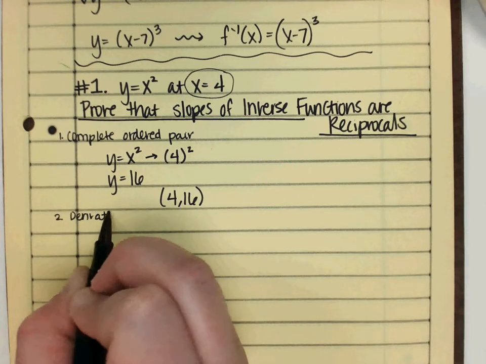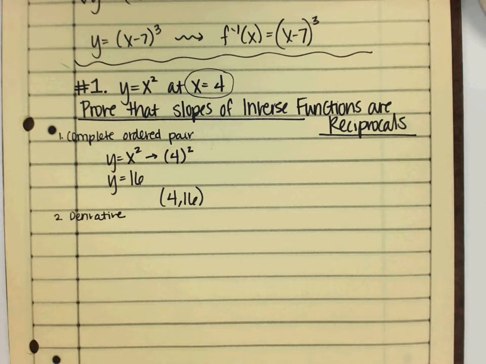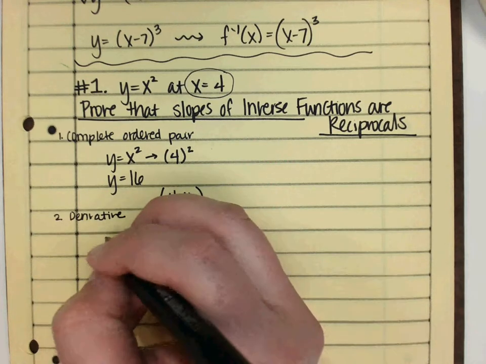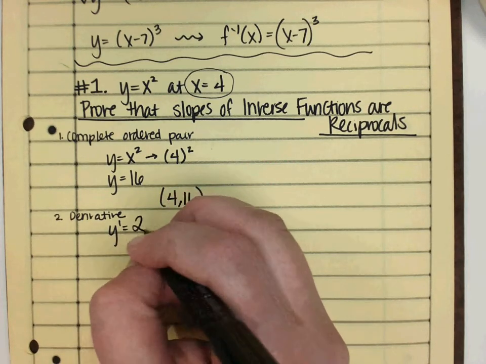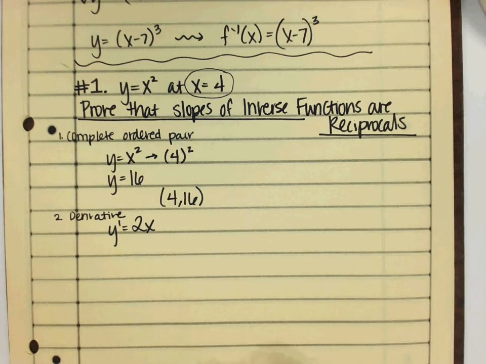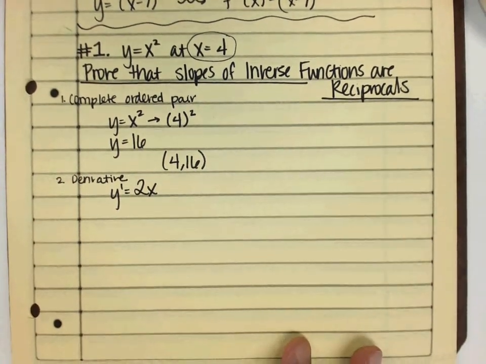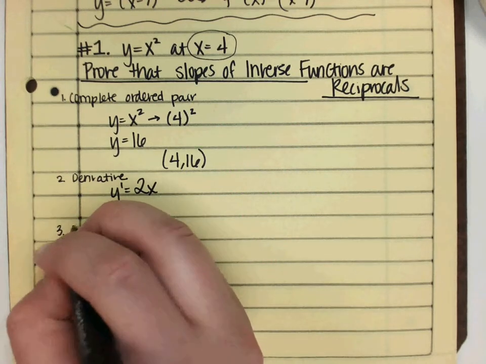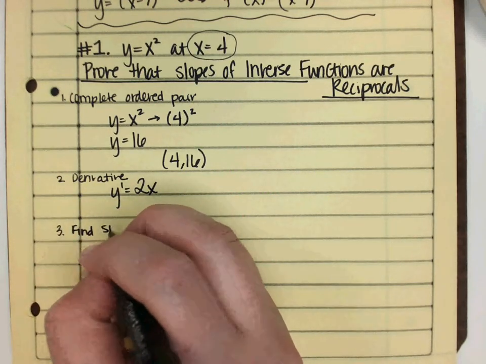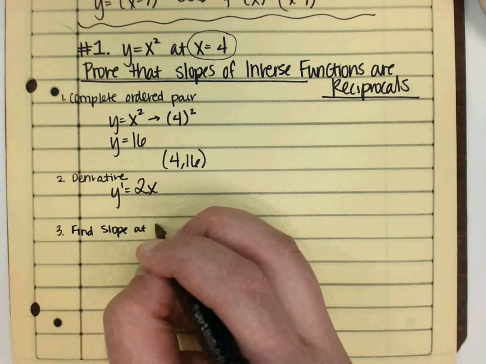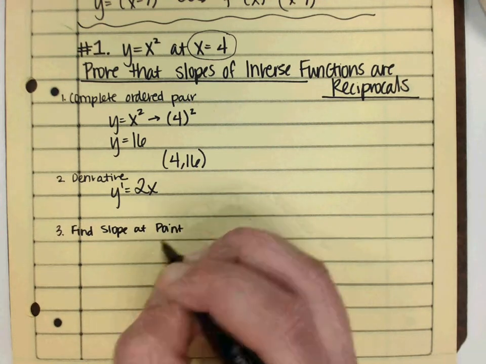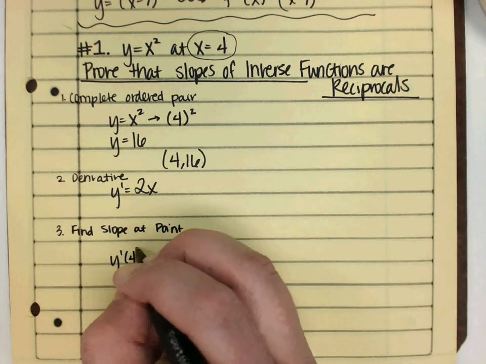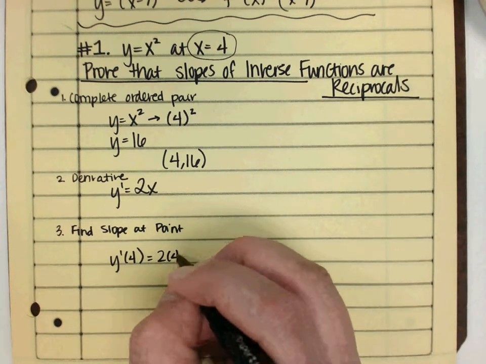From here, step number 2, I'm going to take the derivative. Now, for x squared, that's a nice, easy derivative. What's the derivative of x squared called? 2x. Then I'm going to find the slope at that point. So if my derivative is 2x, I'm going to find the slope at my point, which means that I'm finding y prime of 4. 2 times 4, what do I get?